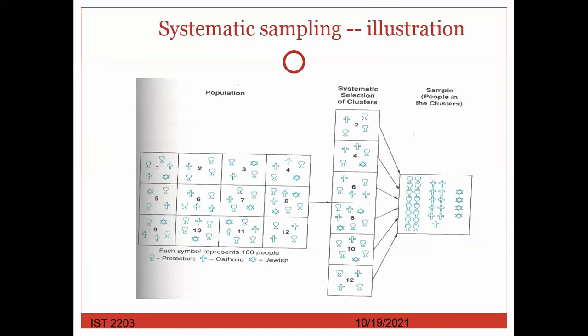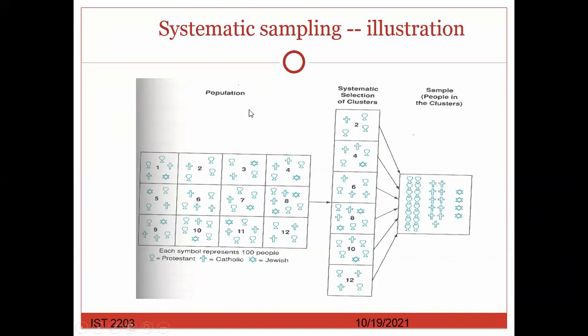So on this slide, we're just saying that if you have this as your population, and it's made up of a mix of people, their religions: Protestants, Catholics, Jews. And they say each symbol has 100 people. So you have your population and you've divided it into clusters, and their religions in there are mixed.